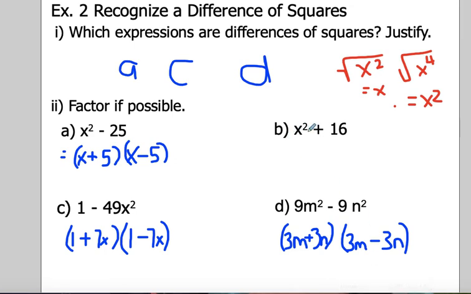If we look at part B, this can't be factored. So we can't factor this using difference of squares because it's an addition here, and we can't pull out any common factors from either of these two terms. So it cannot be factored.